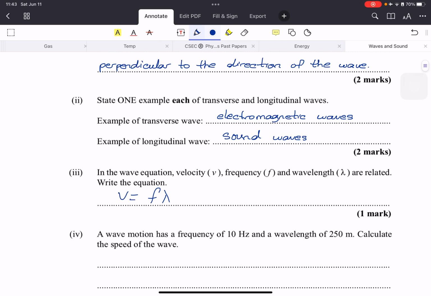So they want us to state one example of each of the waves. A transverse wave could be electromagnetic waves. That's an example, right? Longitudinal waves could be sound waves. That's a very easy example for both of them there.